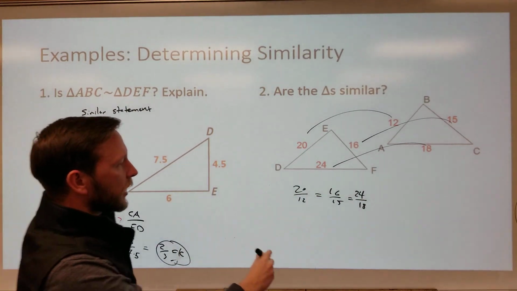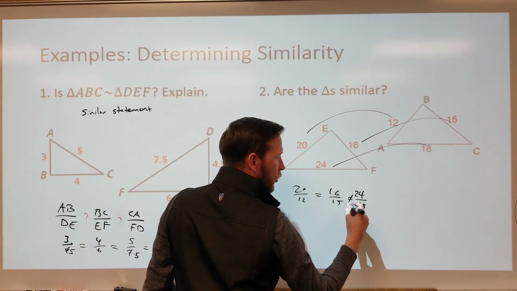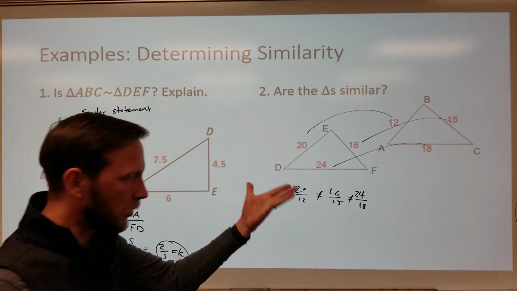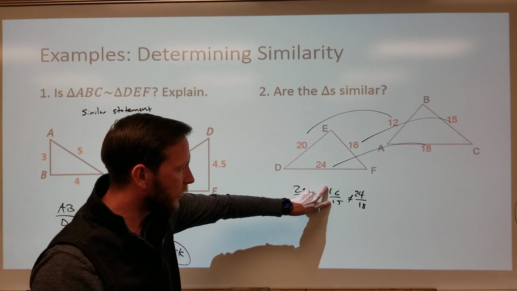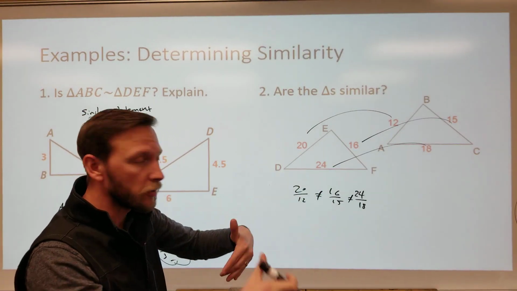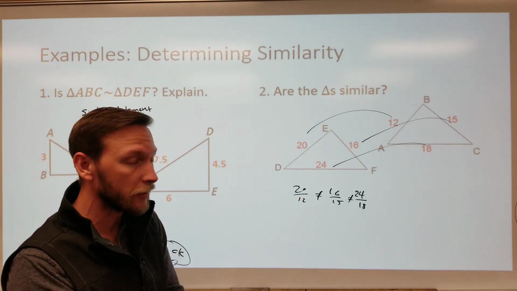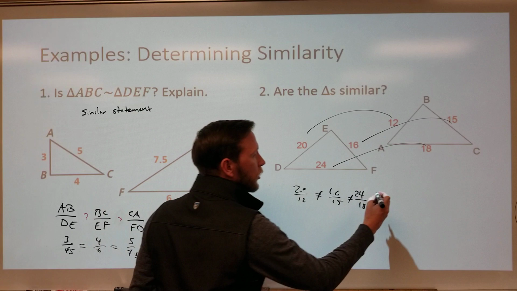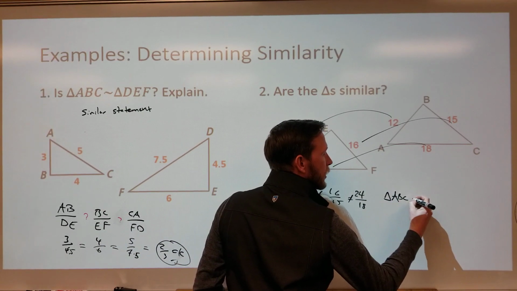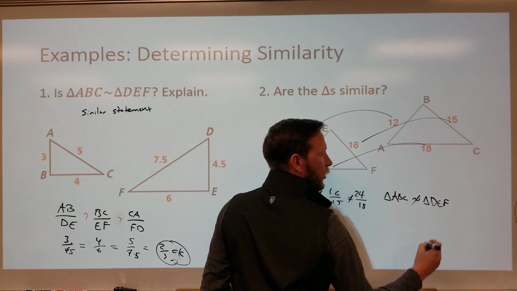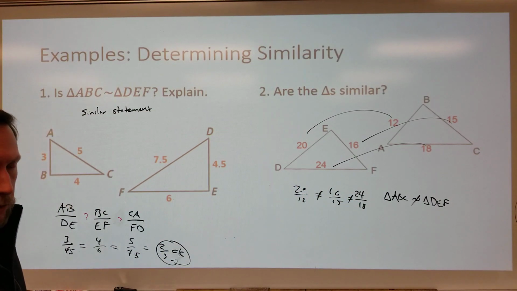Well, if this were the case, the answer would be no, because these fractions are not equal to each other. And you can tell pretty quickly that this is just a little bit bigger than one, and this is quite a bit bigger than one. All right? So you don't even have to use your calculator to know that these are not equal to each other. All right? So here we know that triangle ABC is not similar to triangle DEF. I'm going to cross that off.